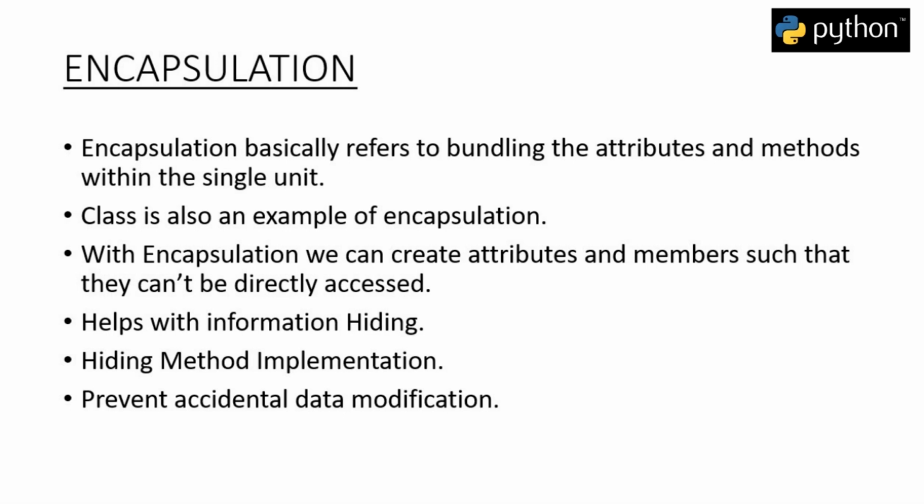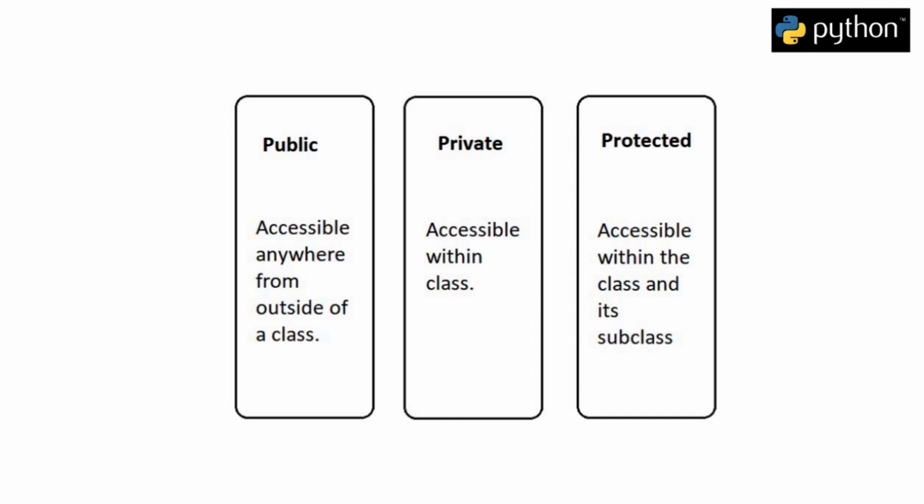When we encapsulate our different members in some kind of protective shield, we do that by categorizing our members, such as methods and attributes, into three different kinds: public, private and protected members. The members which can be accessed anywhere from outside of a class, we say that it is a public member. Similarly, private members are those which are accessible only within the class, and protected members are those which are accessible within the class and its subclass.